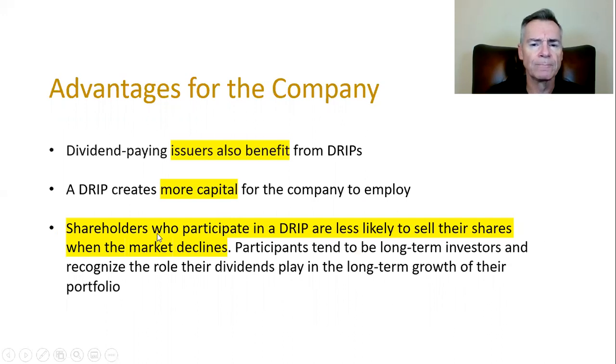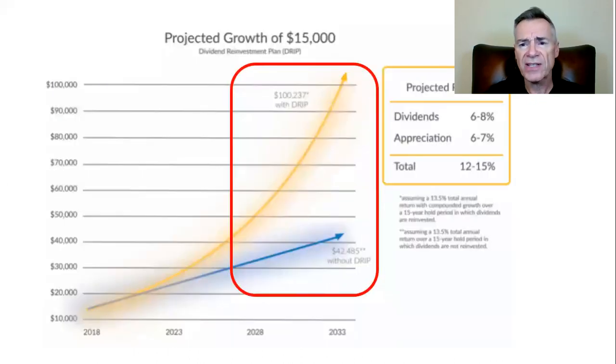In addition to that, just philosophically, shareholders who participate in a DRIP program are far less likely to sell their shares when the market declines. In fact, when the market declines, as I said a minute ago, shares actually cost you less. So if you are receiving dividends and the cash dividend is X and the stock price has gone down, you are simply buying more shares with X than what you would have bought when the stock price went up. So guys, that's a quick overview in terms of what it looks like.